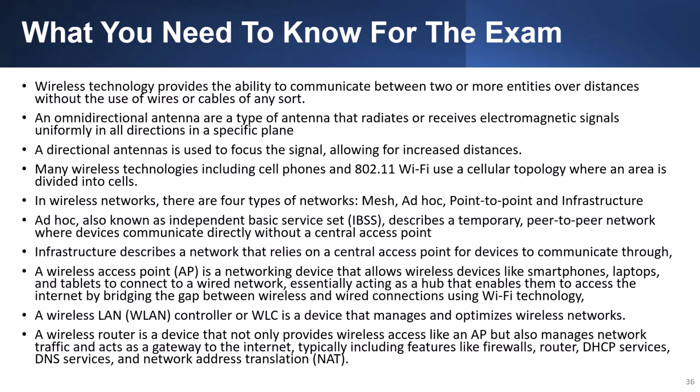Ad hoc, also known as Independent Basic Service Set, or IBSS, describes a temporary peer-to-peer network where devices communicate directly without a central access point. Infrastructure describes a network that relies on a central access point for devices to communicate through. A wireless access point, or AP, is a networking device that allows wireless devices like smartphones, laptops, and tablets to connect to a wired network, essentially acting as a hub that enables them to access the internet by bridging the gap between the wireless and wired connections using Wi-Fi technology.